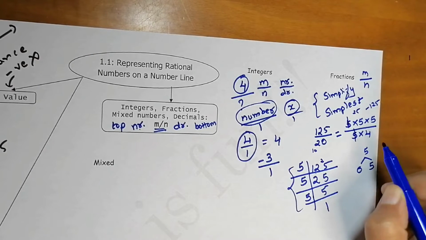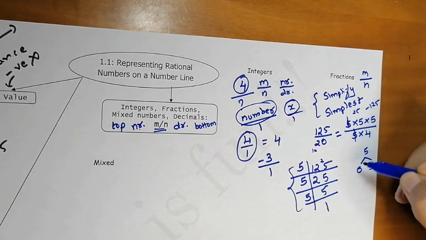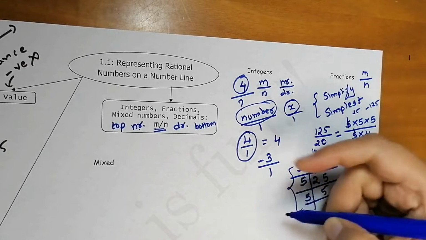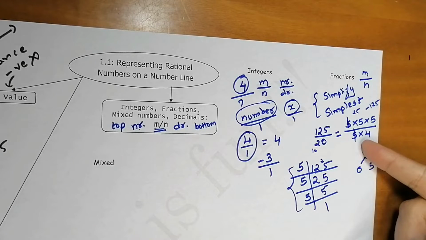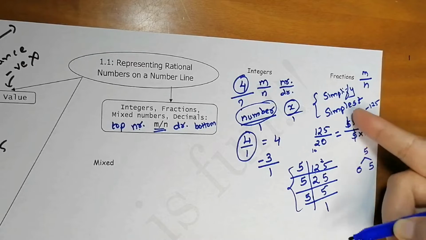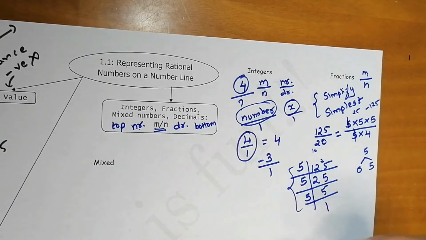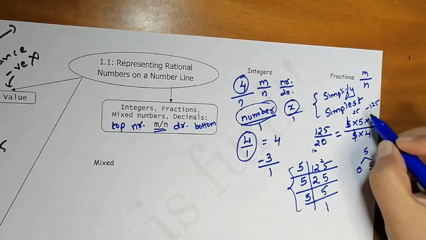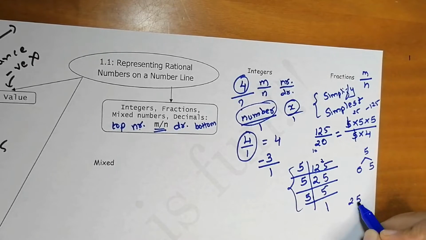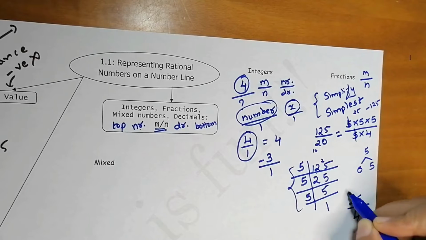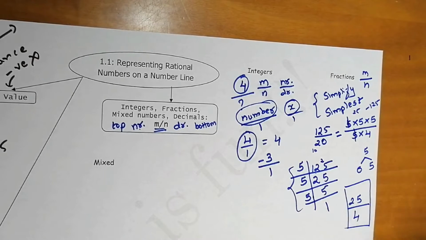Each number that you cancel in the numerator should be cancelled in the denominator. Every number cancellation should have a correspondence, okay? So don't just do that randomly. So this becomes 5 times 5 is 25 over 4. So this is your simplest form, okay?